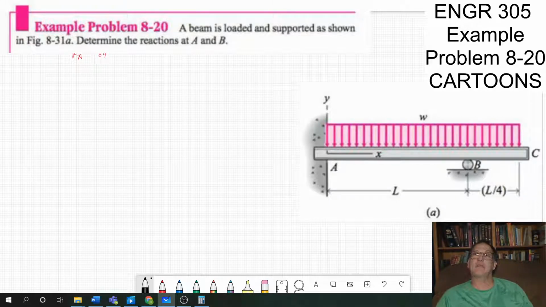Engineering 305, example problem 820. We're going to solve with cartoons this time.